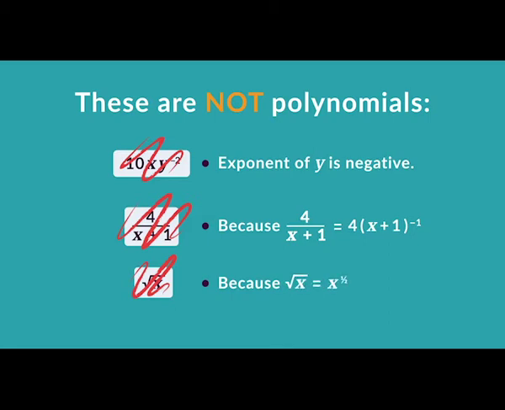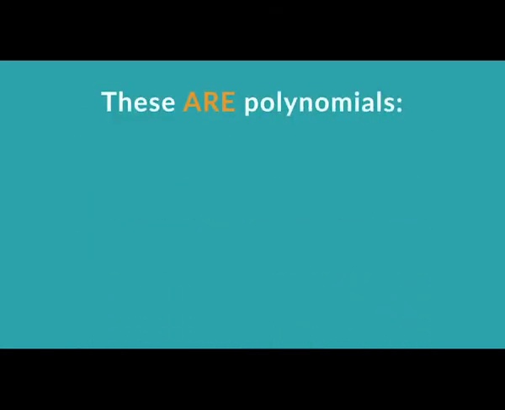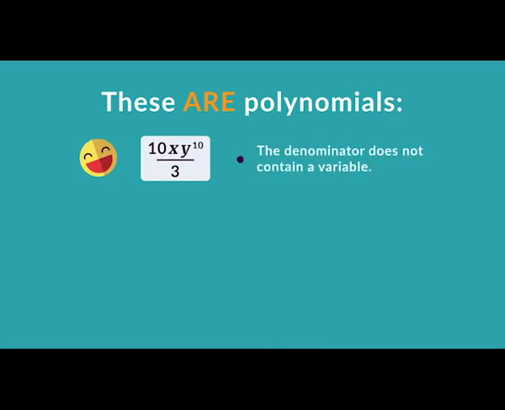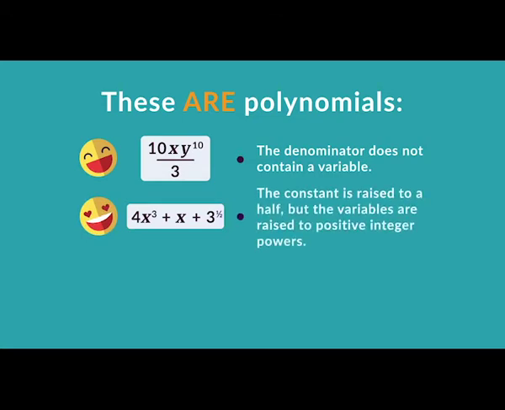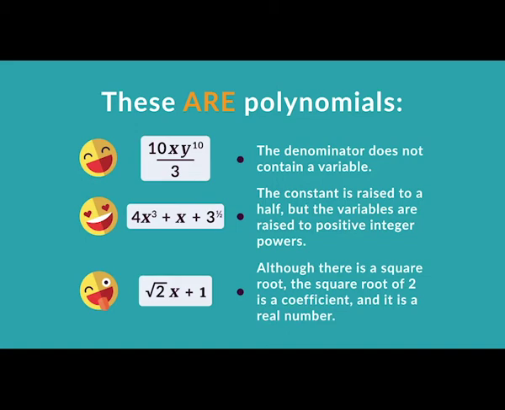Sometimes it may look like an expression is not a polynomial, but if you check, you will see that it is. For example, this fraction 10xy to the power of 10, all divided by 3, is a polynomial because the denominator does not contain a variable. The polynomial 4x to the power of 3 plus x plus 3 to the power of 1/2 also obeys the rules and is a polynomial. The constant 3 is raised to 1/2, but the variables are raised to positive integer powers. The square root of 2 times x plus 1 is a polynomial because, although there is a square root, the square root of 2 is a coefficient and it is a real number.